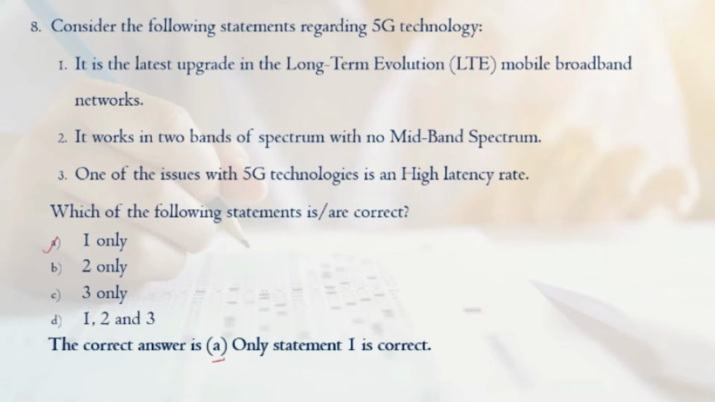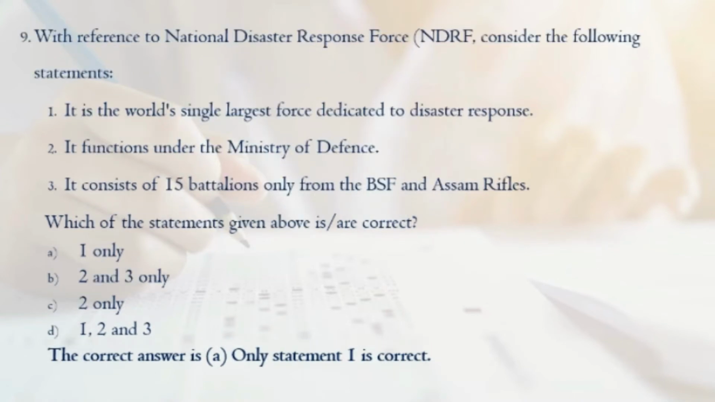5G is the latest upgrade in the long-term evolution LTE mobile broadband networks with reduced latency than 4G. Statement 2 is not correct because it works in 3 bands with their respective pros and cons: low band spectrum, mid band spectrum, and high band spectrum. Statement 3 is not correct because 5G technologies offer an extremely low latency rate, the delay between the sending and receiving information.